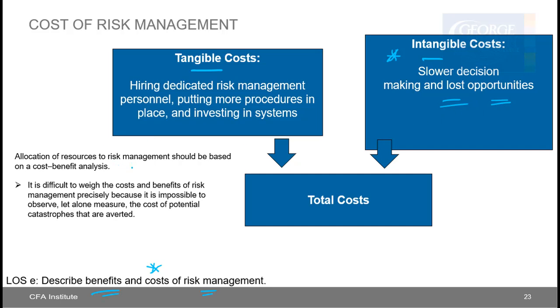Allocation of resources to risk management should be based on cost-benefit analysis. However, it is difficult to weigh the costs and benefits of risk management precisely because it's impossible to observe, let alone measure, the cost of potential catastrophes that are averted, okay? So it is only in hindsight that the cost-benefit trade-offs may be identified.